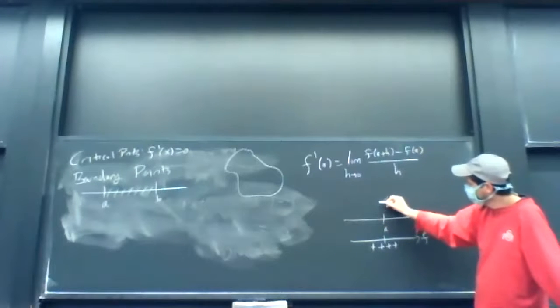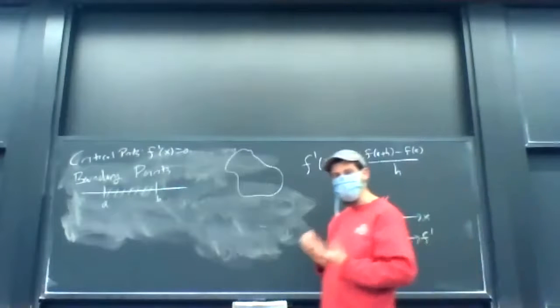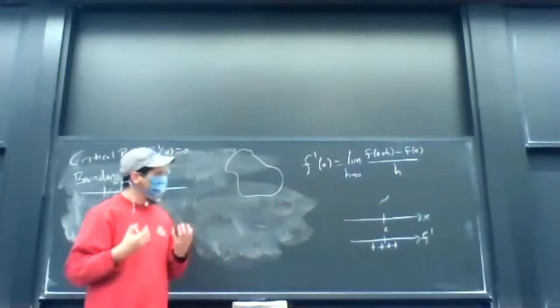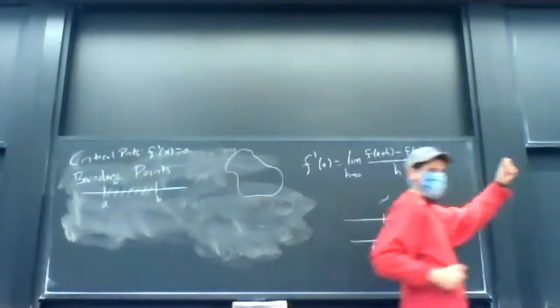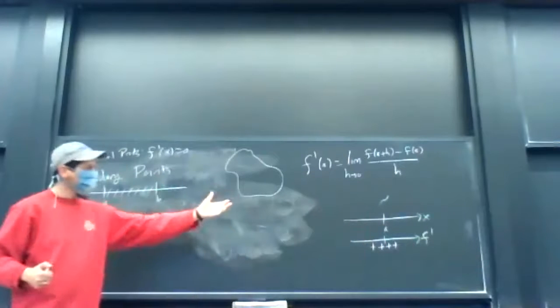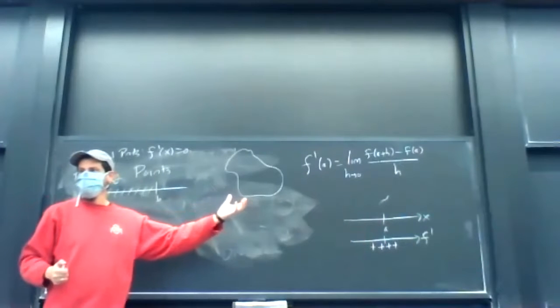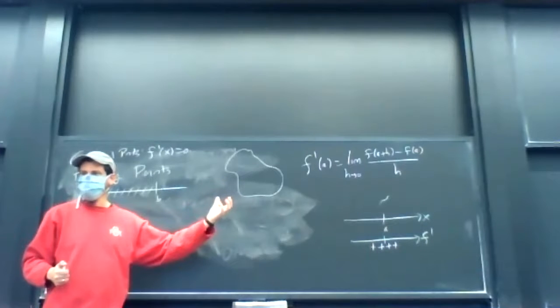So that means the function has to look like this. So in a small neighborhood of a, if the first derivative is positive, it tells you you look like this. That means you're increasing as time goes forward, and you're decreasing as you go backwards. Think of it as you're running with a positive speed. If you're running with a positive speed, can you be at your maximum or your minimum?